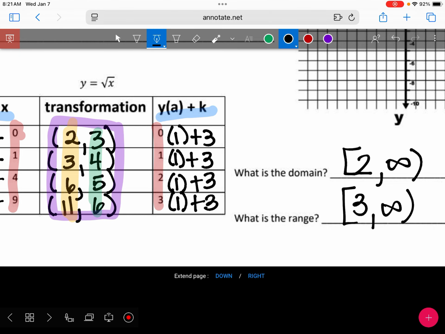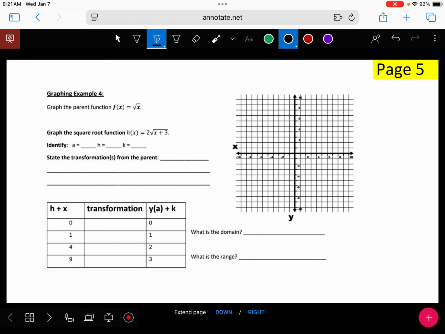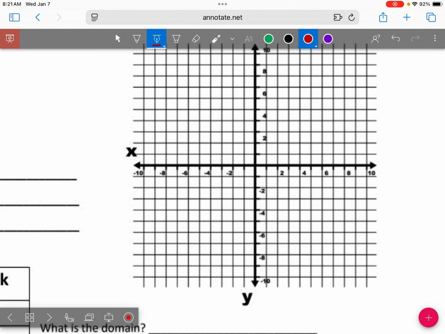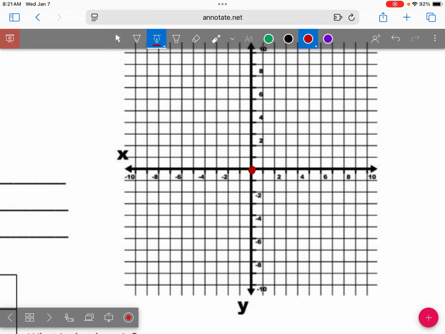I think the domain and range might be the hardest part. So we're only going to do a few more together, and then we're going to start work on homework together. So let's go ahead and go to example 4 on the next page. And again, I'm going to start off by graphing my parent. 0, 0, 1, 1, 4, 2, and 9, 3. I'm going to start with that.